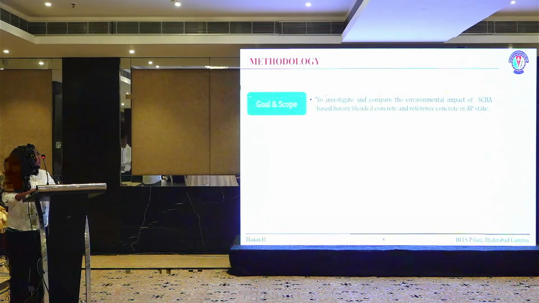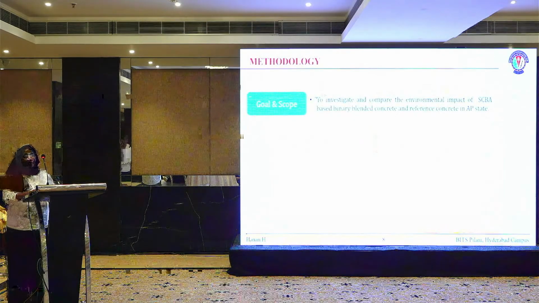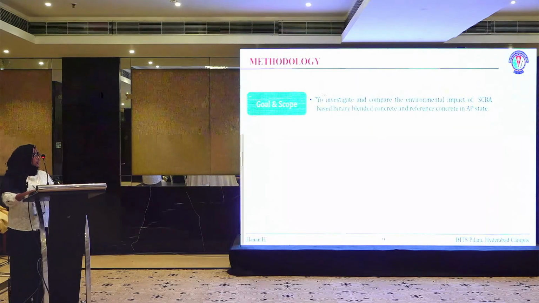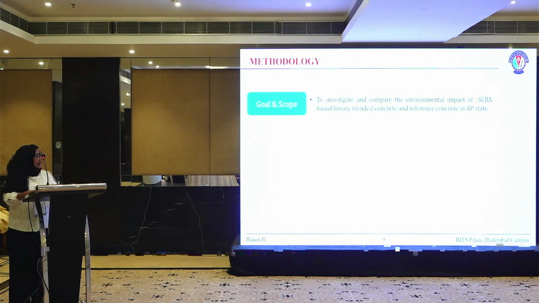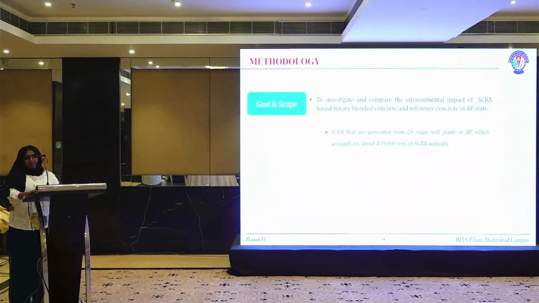Going through the methodology, the first phase is the goal and scope of the study. The primary aim of the study is to investigate the environmental impact of the SCBA based binary blended concrete and the reference concrete in the AP state. The current study employs the SCBA generated from the 28 mills in the AP state, which produce around 4,000 tons of SCBA annually.